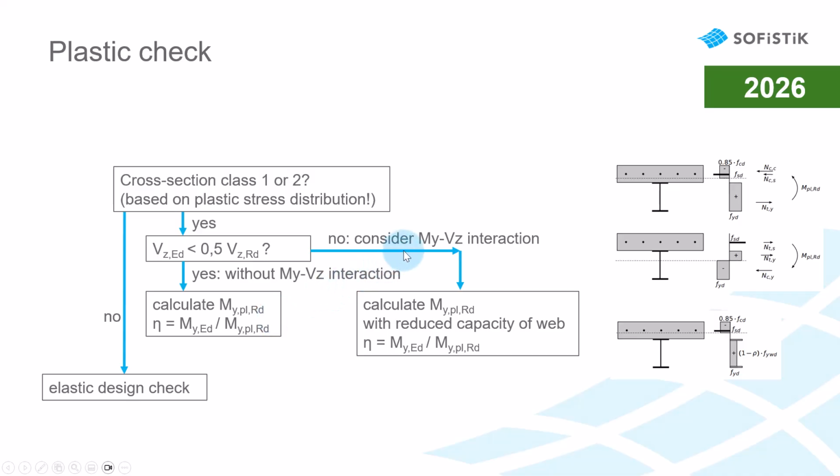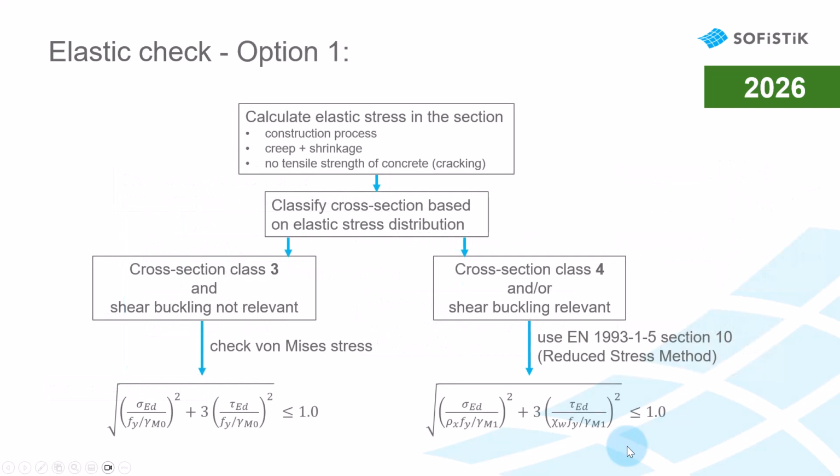If the interaction between bending and shear has to be taken into account, this is done by calculating the plastic bending capacity with a reduced strength of the web, as depicted here in this sketch. Next, we will take a look at the elastic check.